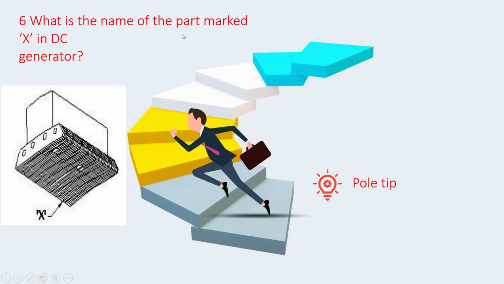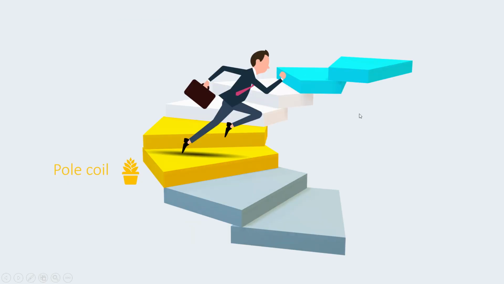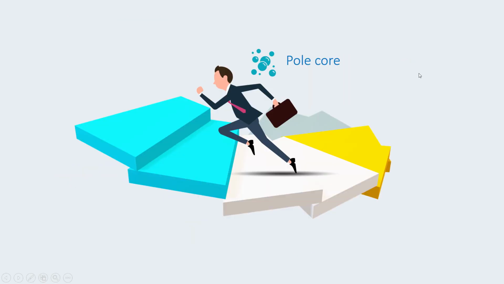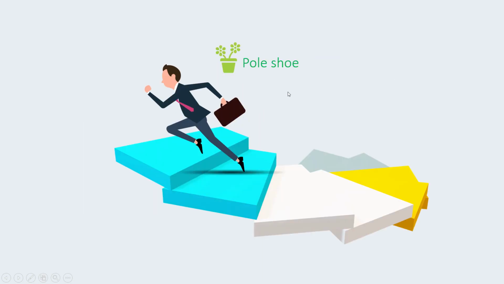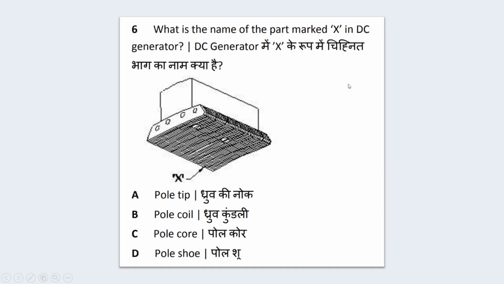What is the name of the part marked X in a DC generator? This is the DC generator part. In this DC generator part, you have to tell what is the name of this part. Option A, pole tip; pole coil; pole core; pole shoe. The answer is pole shoe.